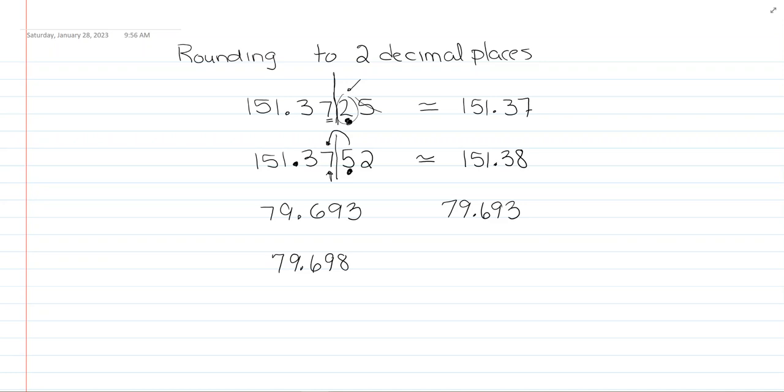All right. So let's take a look at this next number, 79.693. I want to round to 2 decimal places, so I count 1, 2, and then draw my line. This number here is the one that determines whether I bump or not. If it's 5 or higher, then it goes up. So in this case it's not, so my approximation would be 79.69.